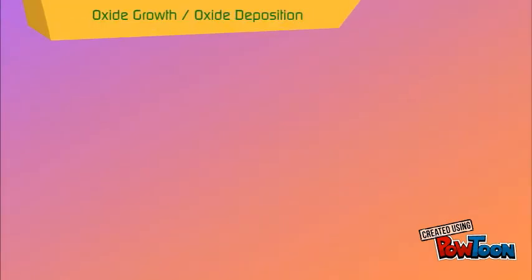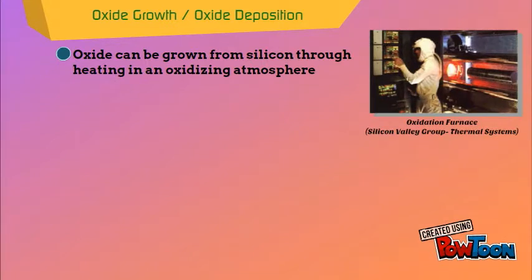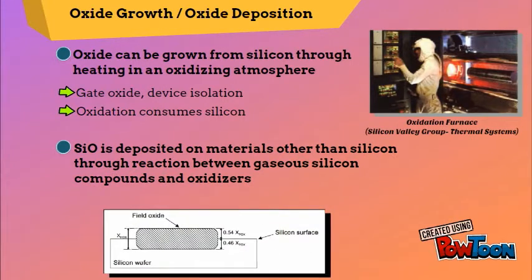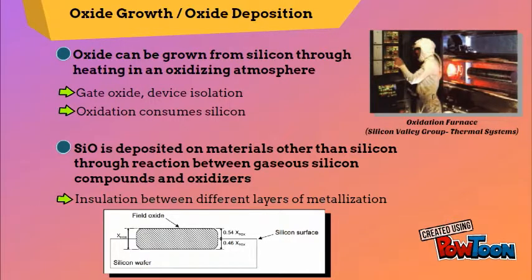Oxide growth, or oxide deposition. Oxide can be grown from silicon through heating in an oxidizing atmosphere. Gate oxide, device isolation. Oxidation consumes silicon. Silicon dioxide is deposited on materials other than silicon through reaction between gaseous silicon compounds and oxidizers. Insulation between different layers of metallization.